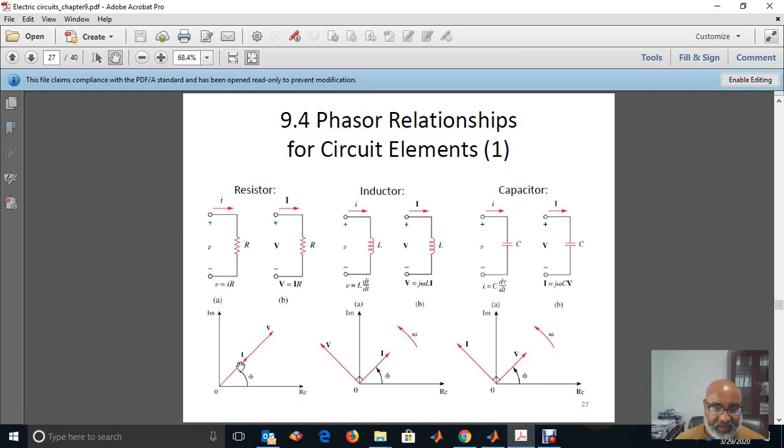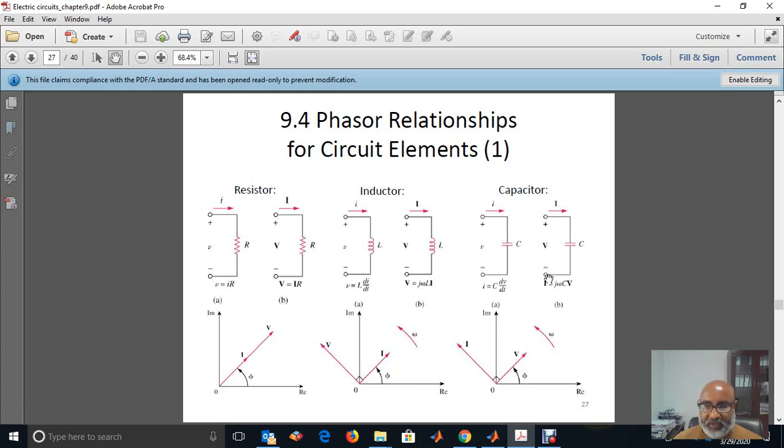If I look at the voltage and current relationship here, for the resistor case, the current and the voltage are in phase. What about the inductor case? For the inductor, V is equal to j omega L times I. That means there is a 90-degree phase shift. I have the current I here, and the voltage is j omega L times I, so it is 90 degrees ahead of the current because of the j part. So the voltage will be leading the current.